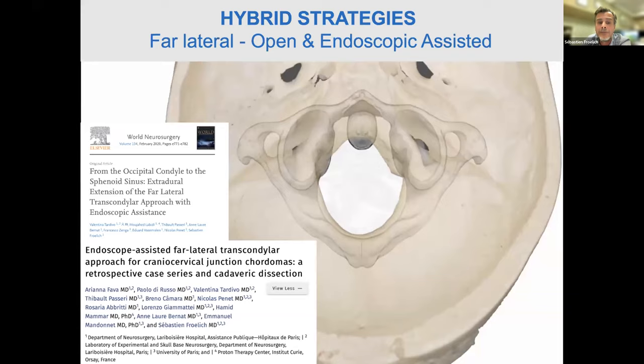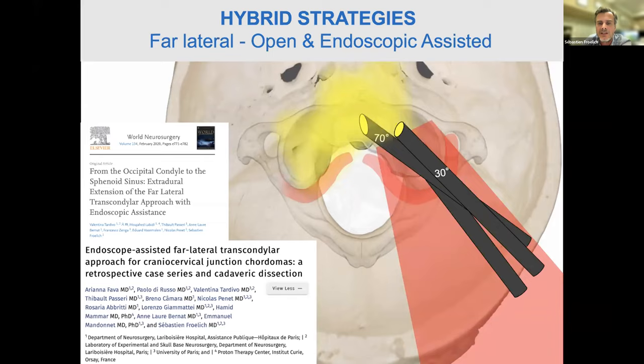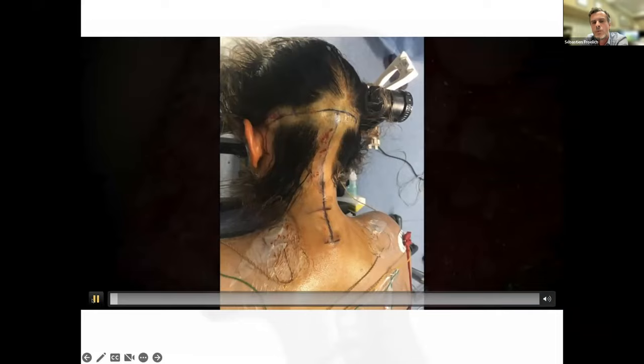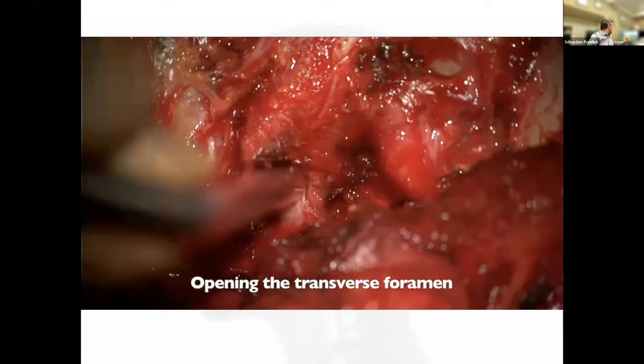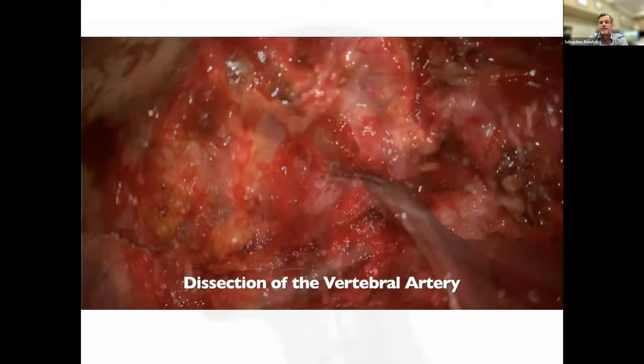So here, another concept, pure far lateral approach, both sides, with endoscopic assistance. We published our series using this strategy two years ago. So this is the video of it. We are using a midline incision with a focus on one side, mainly, and a contralateral incision on the opposite side also. But here it was mostly on the left side, because that's where the vast majority of the lateral extension was.